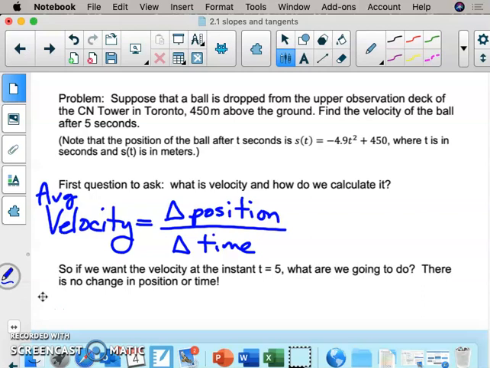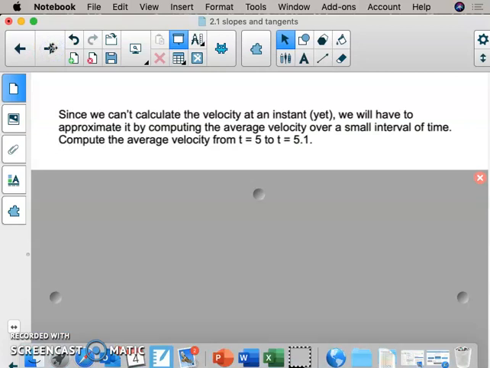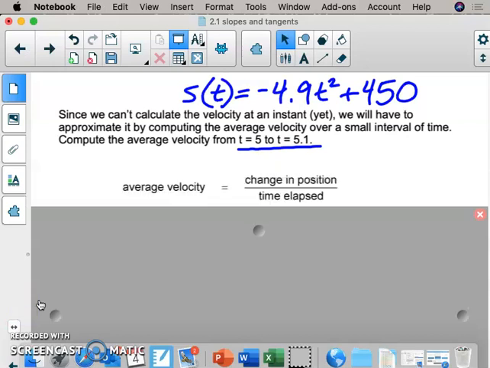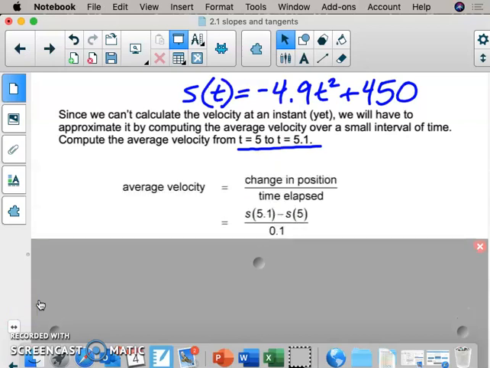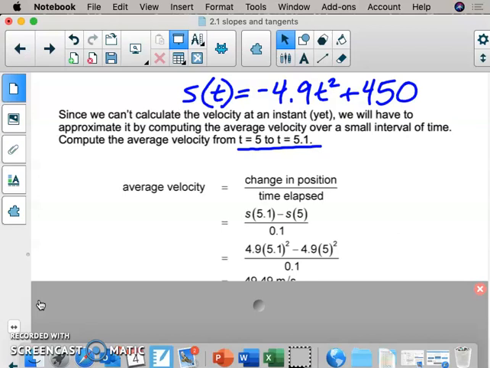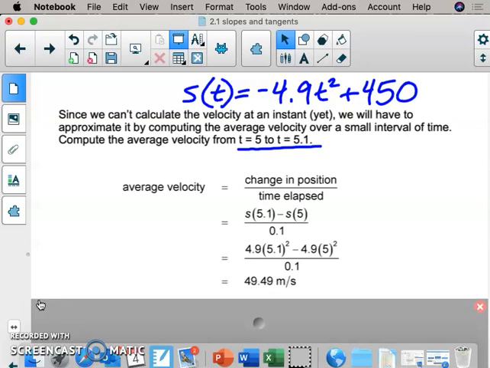So if we want the velocity at t equals 5, there's no change in position, there's no change in time. What have we been doing all along? It's like the approximation. Exactly. We just pick a point that's close and do an old-fashioned slope. So I want you to take your calculators and calculate the velocity. You had to find your actual positions at 5.1 and 5. So you end up with, this is the book's answer.